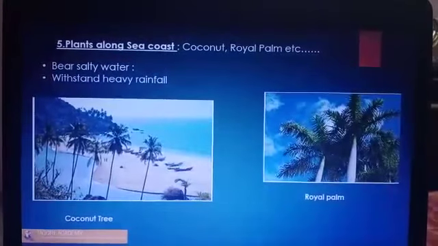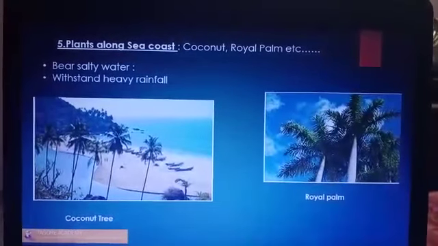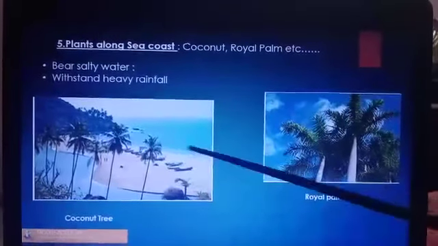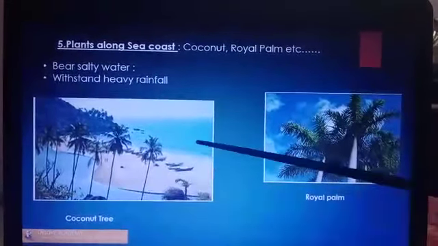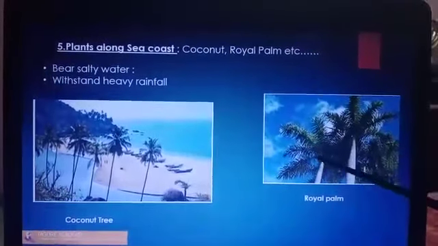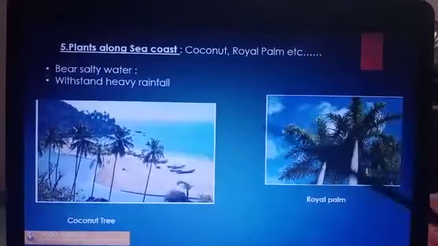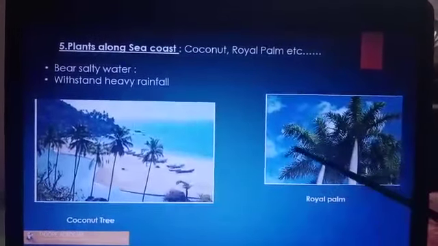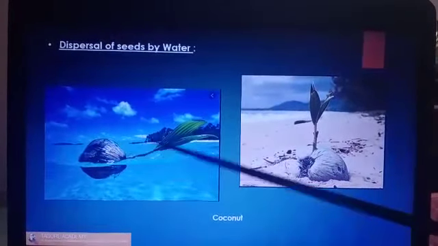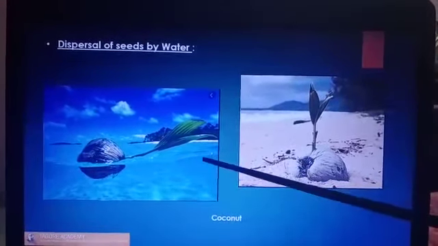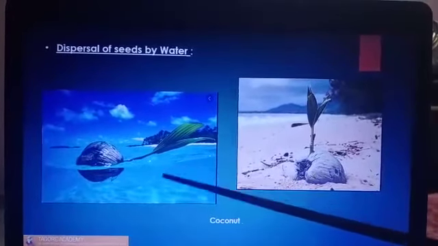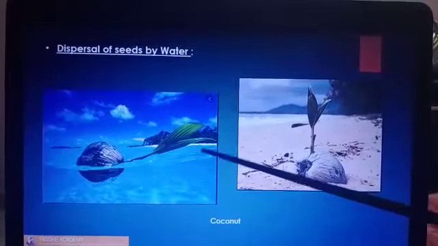Now, the plants along sea coast like coconut and royal palm, you can see these are along the sea coast, so they can bear the salty water of the oceans, and the shape of the leaves and the shape of the tree help them to stand in heavy rainfall and worst weather. These are coconut seeds. As it grows along the sea coast, the seeds fall down in the water and they get dispersed with the help of water.